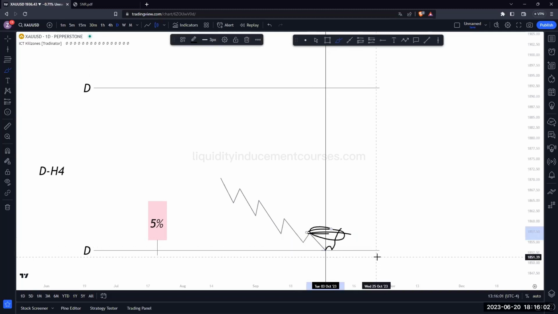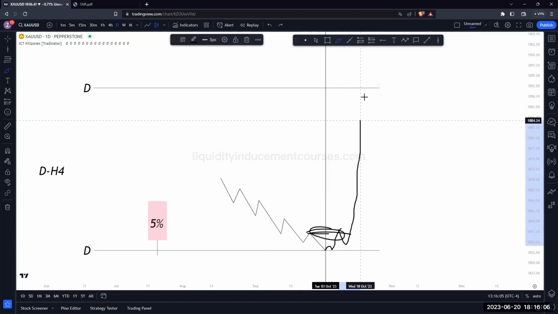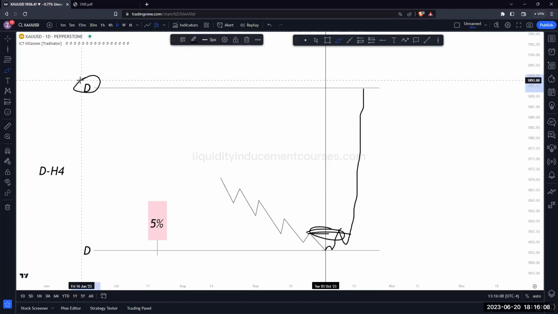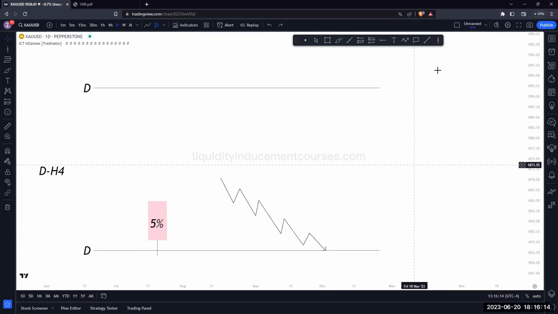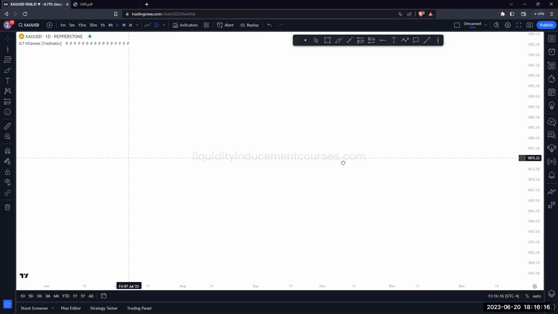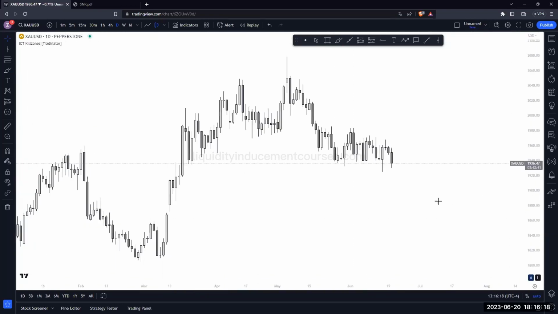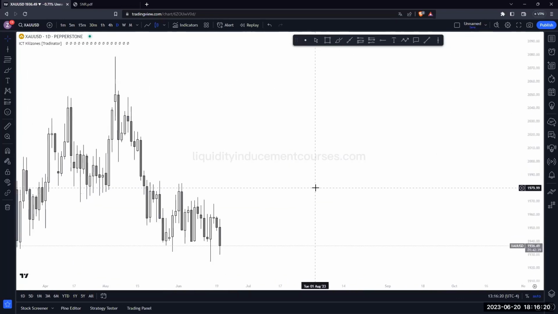Once it breaks this high on the H4, then we can say that price is going to go to at least the next daily. So from daily to daily, then you can say price is going to go to at least the next daily. That's how to identify the start and the finish of the storyline. It's basically monitoring the same time frame rejection and 1 time frame lower breakout.